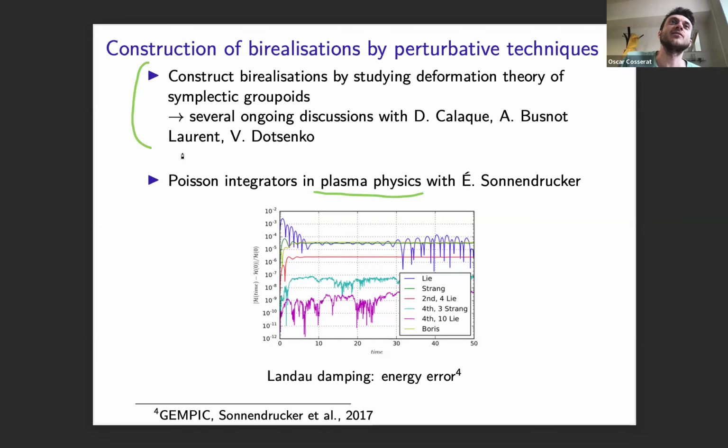And the last perspective I would like to mention is the construction of realizations by studying deformation theory of symplectic groupoids. So those are ways to compute or approximate alpha and beta for a given Poisson structure. And this requires some algebraic tools that we don't fully understand yet, but we're working on it. So I'm done for today.